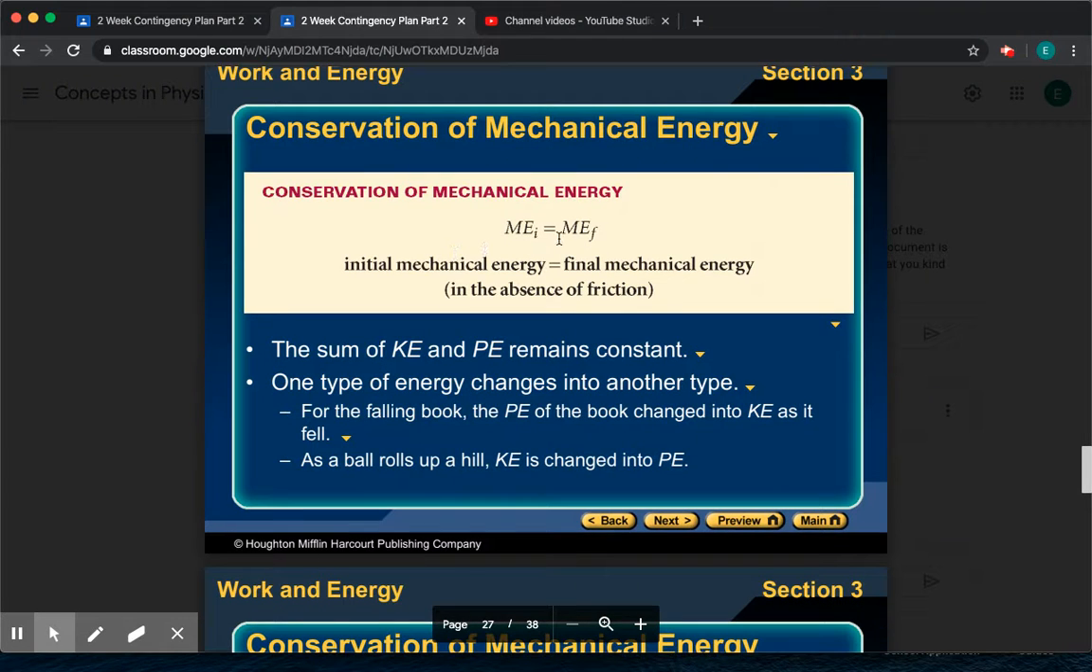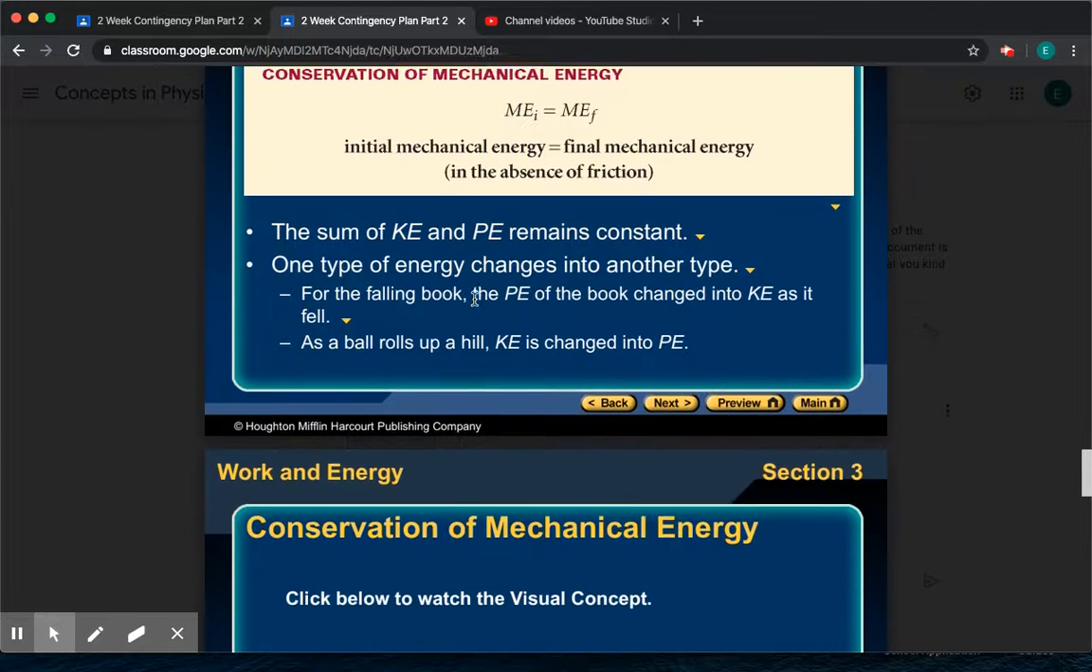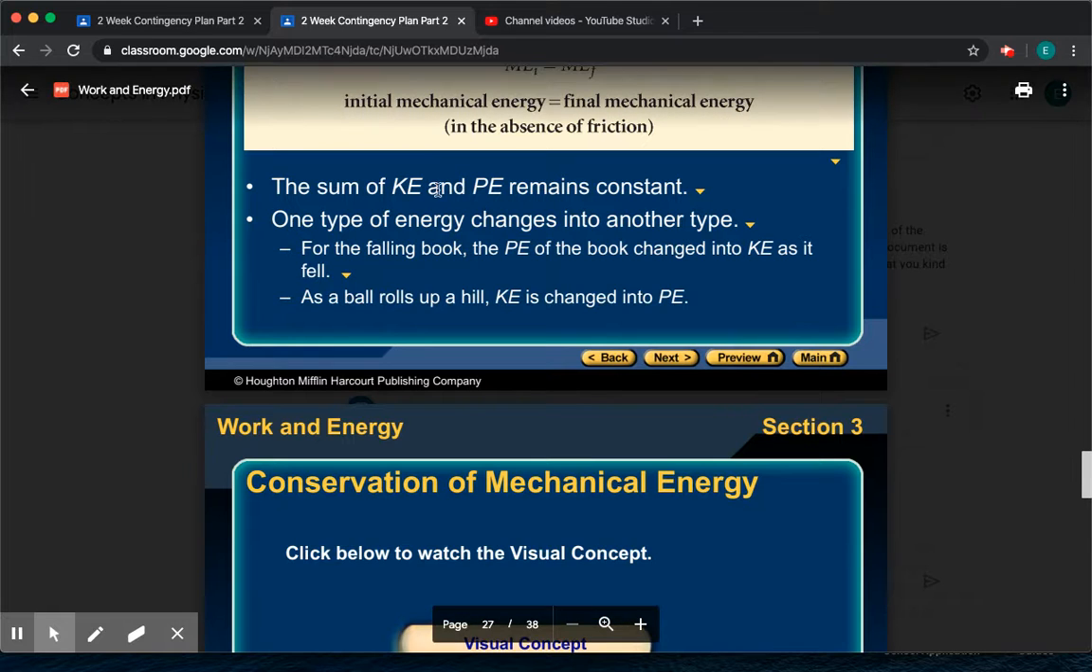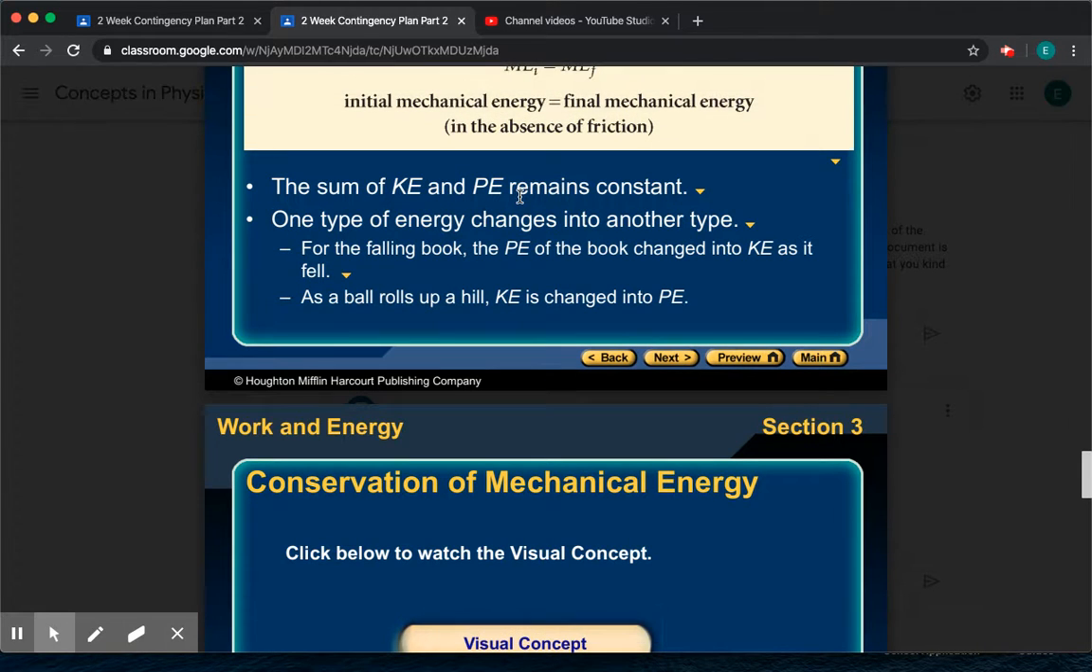And this is just in equation form. ME_i is equal to ME_f. I is initial, F is final. It is just saying that the mechanical energy you have in the beginning better be equal to the final mechanical energy you have at the end, assuming there is no friction. So kinetic energy and potential, they basically transform into each other.